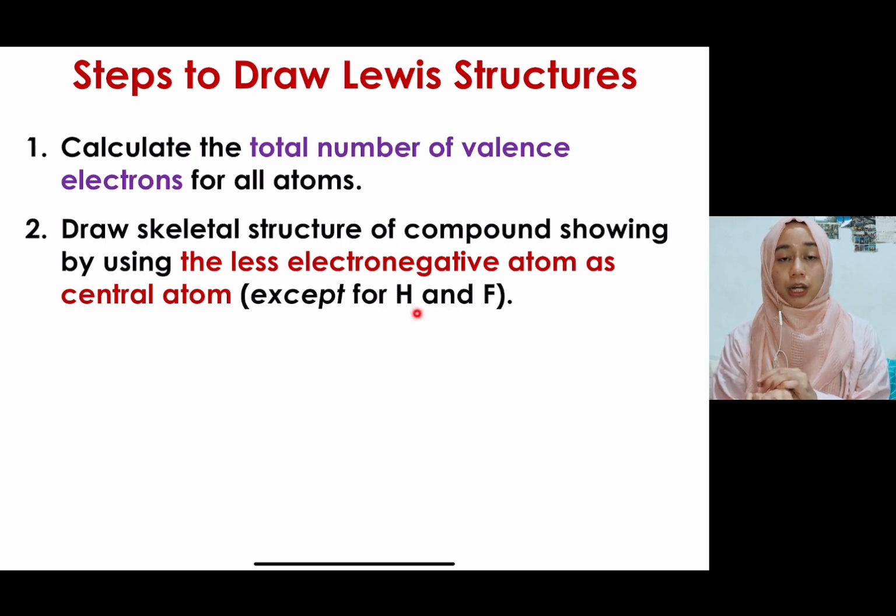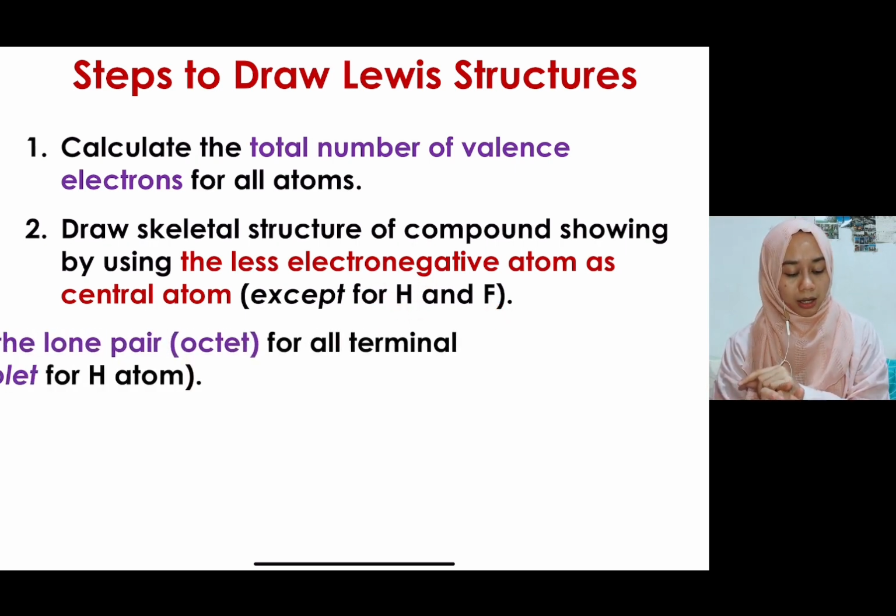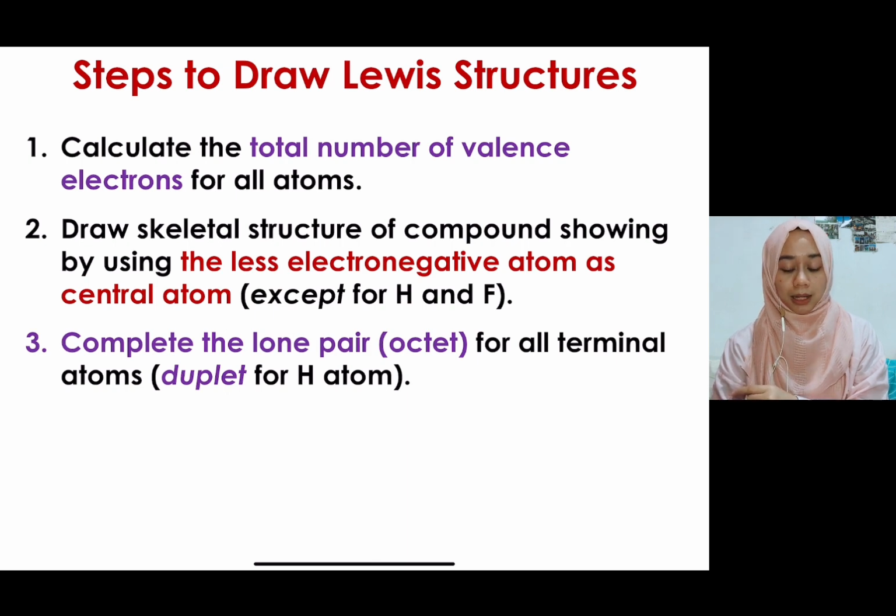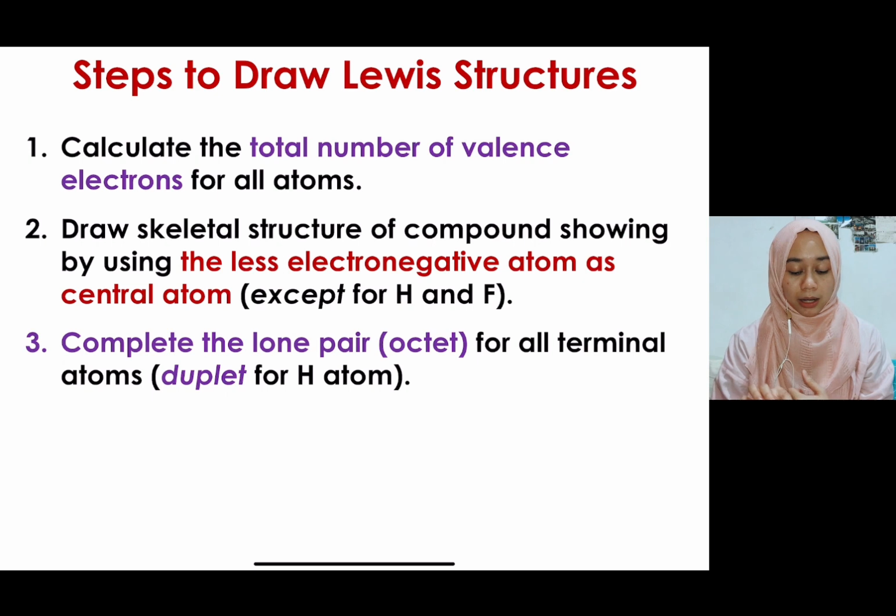Despite kadang-kadang kamu akan tengok yang hydrogen is actually more electropositive than certain elements, but bear in mind dia tak akan pernah jadi central atom. Okay, it will always be terminal atom including fluorine. Okay, and then kita akan completekan lone pair for all terminal atoms, so that the terminal atoms later on dia akan mencapai octet. Okay, except for hydrogen, only hydrogen yang akan mencapai duplet.